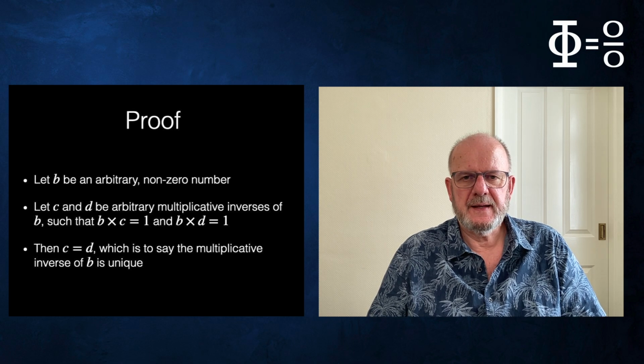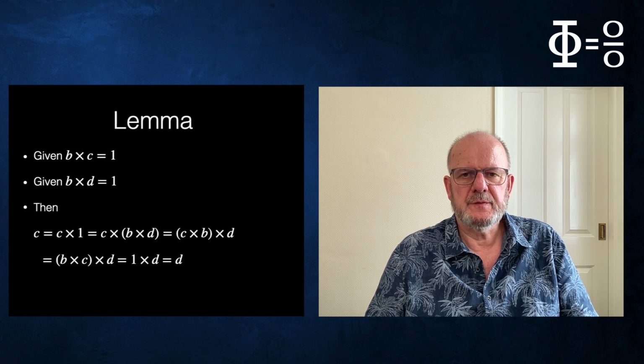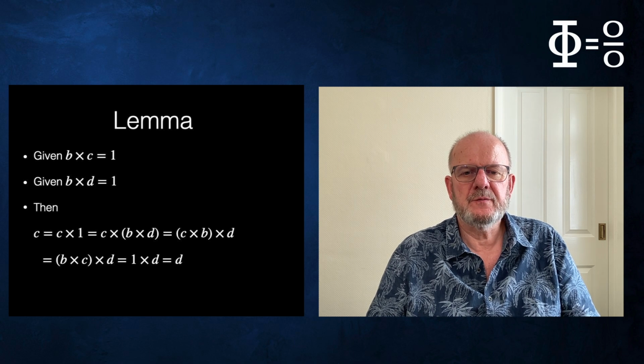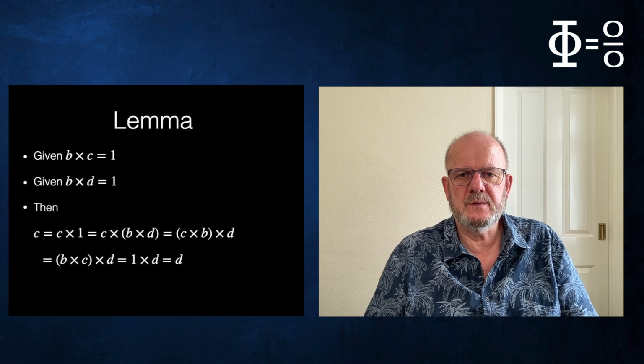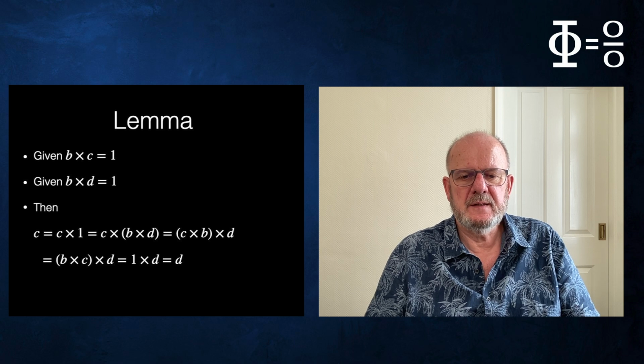We're now going to take care of the details in a lemma. This sounds a bit technical, but if you're a programmer, think of the proof as a program, think of the lemma as a subroutine. In the proof, we let b times c equals 1, we let b times d equals 1. Now we're going to import those as variables to our subroutine, and we say, given that b times c equals 1, that was already given by the proof, given that b times d equals 1, that was already given by the proof, then c is equal to d.